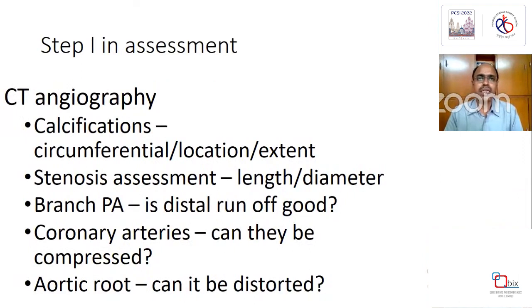The first step in the clinical assessment of these patients is CT angiography, where we concentrate on the extent of the calcification, whether it is circumferential or not, assessing the stenosis severity, both the length and the diameter, the branch pulmonary arteries, whether they are adequate, coronary arteries, are they too close to the region of conduit stent, and aortic root, whether it can be discharged.